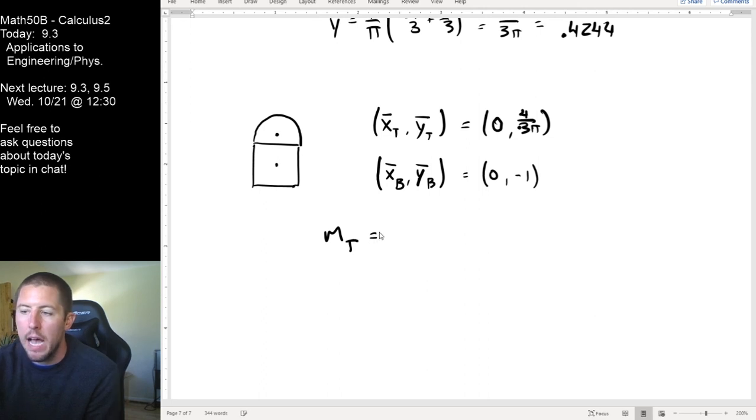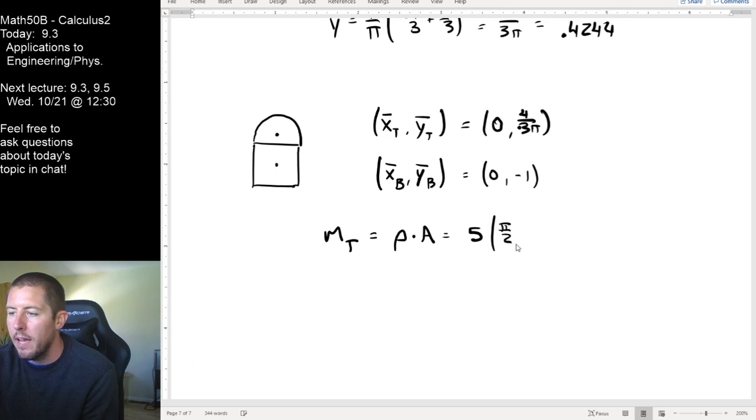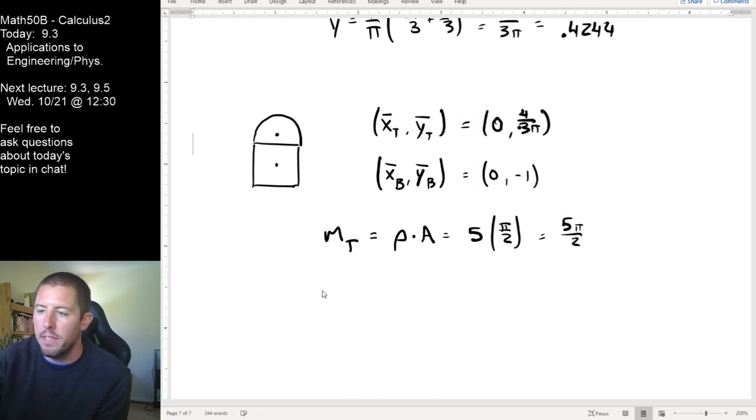The mass of the top should be the density of the top times the area of the top. That should be 5, was our given density. The area of the top is pi halves, because that's half of our circle. So 5 pi halves is the mass of the top part.